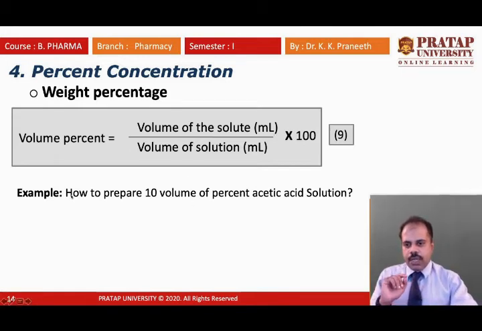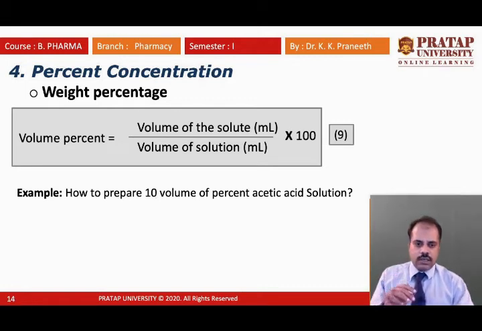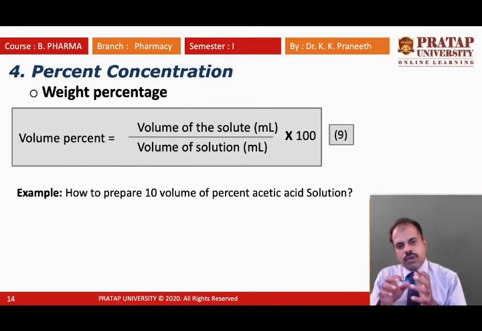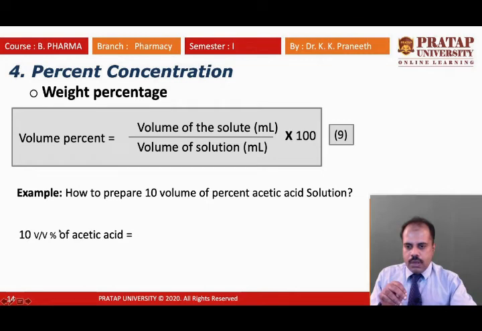Let's see an example of how to prepare a 10 volume percentage of acetic acid. So what is acetic acid? CH3COOH. It's a very weak acid compared to HCl and sulfuric acid. Acetic acid is used even for cooking purposes, right? So how to make this 10%, very low, less concentrated acetic acid solution? 10 volume by volume percent. Okay, in the weight case it is 10 weight by volume percent. Here it is volume percent, which means 10 volume by volume percentage of acetic acid.